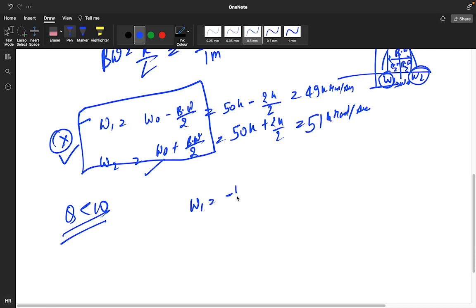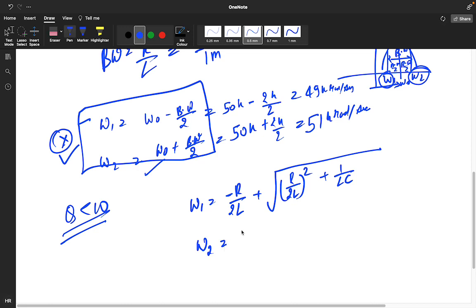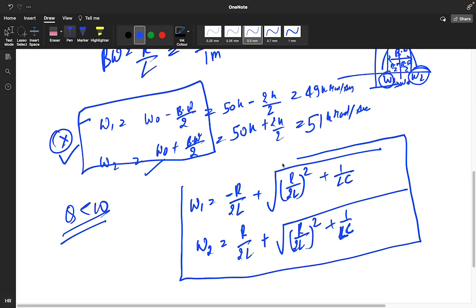Omega 1 is minus R by 2L plus root under (R by 2L) the whole square plus 1 by LC. And omega 2 is R by 2L plus root under (R by 2L) the whole square plus 1 by LC. So by doing the discriminants in the half power frequency, I had shown you how to get these things. You will get one equation. From that equation you need to take the discriminant and you will get this shortcut.